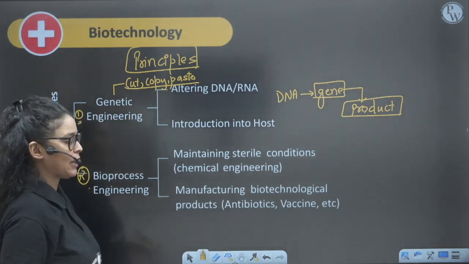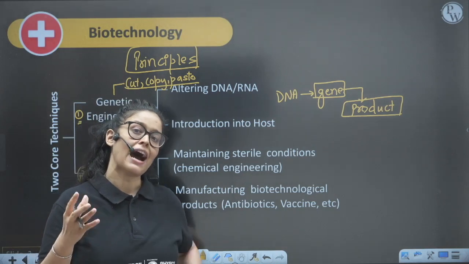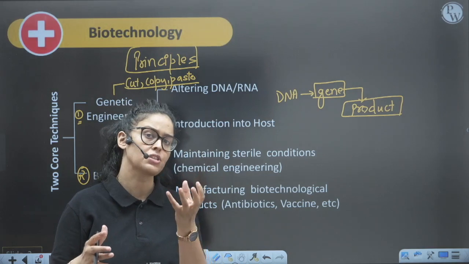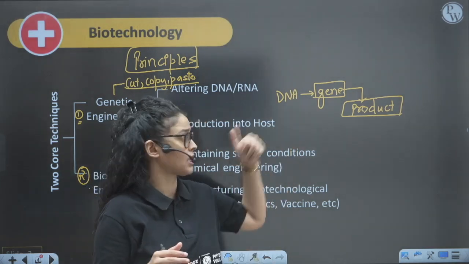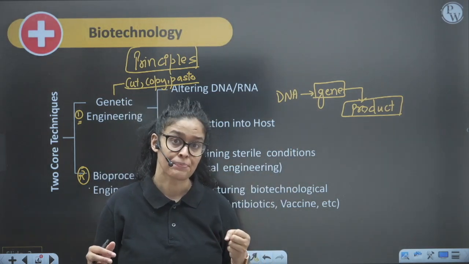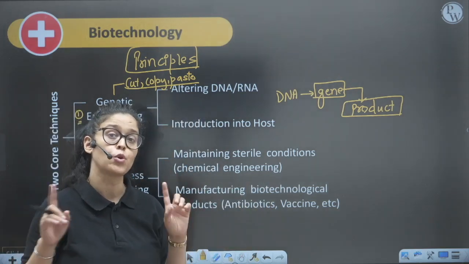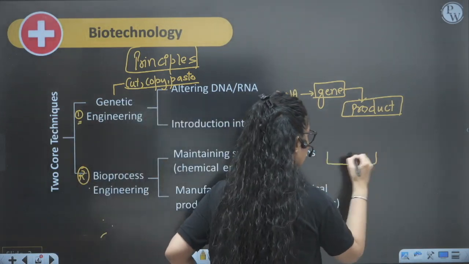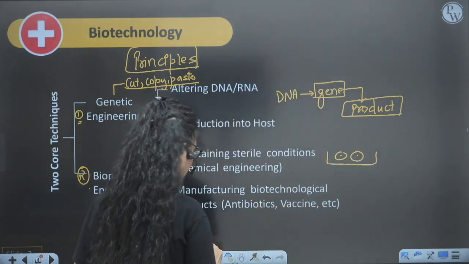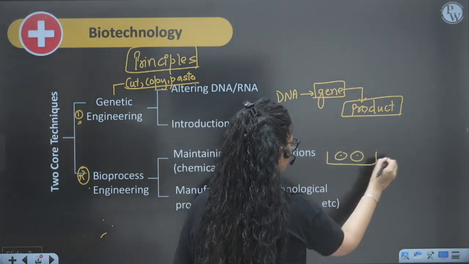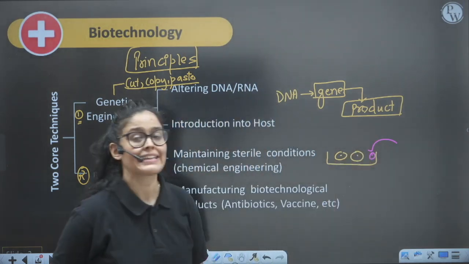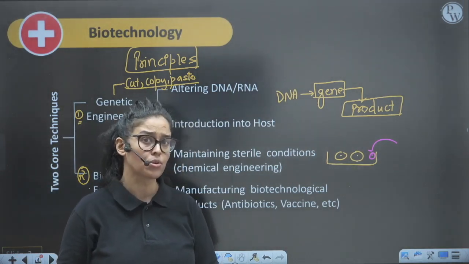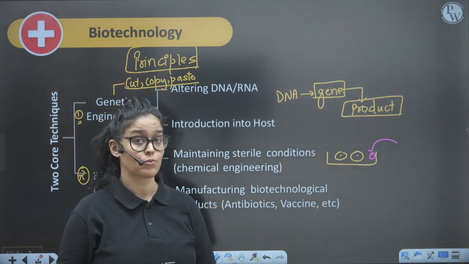The second principle is bioprocess engineering. We are working at a very micro level, at the microorganism level, because the host is also a microorganism, in which we will put our desirable gene to form the product. So we don't want any other unwanted microorganism to grow in the culture. Suppose this is the culture and these are the hosts carrying our gene, and suppose some contamination happens. Contamination means another microorganism has entered the system that we don't want to grow. So our product will be disrupted.